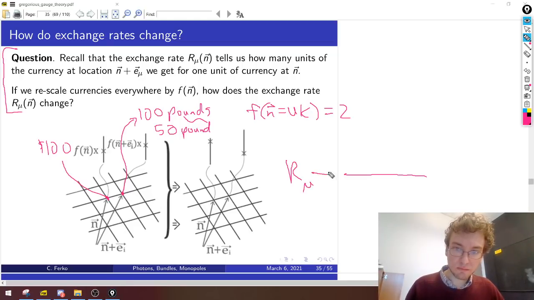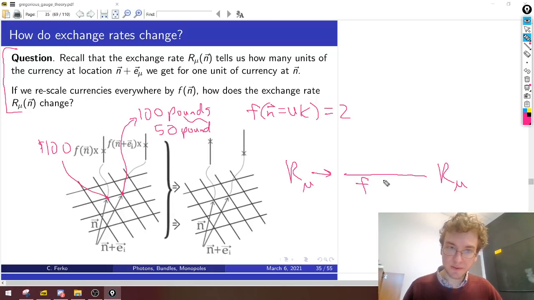Well, if it's an exchange rate that you're multiplying your starting country by, then you would of course have the starting country in the denominator and then the ending country in the numerator. Yeah, good. That's right. So the starting country goes in the bottom, f of n, and the ending country should go in the numerator because of this example. Like in the case where the ending country was the UK, f of n plus e mu.